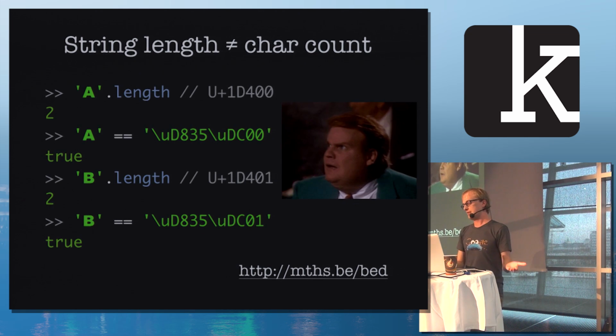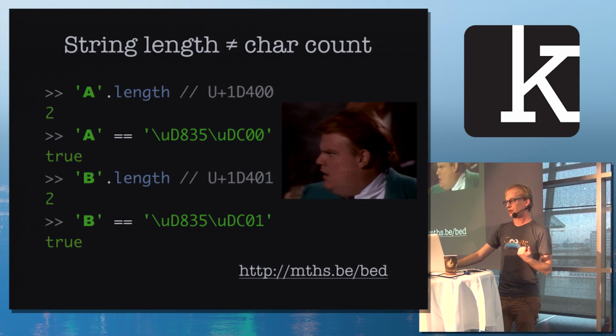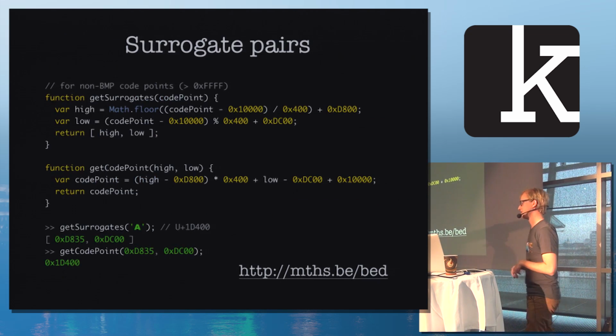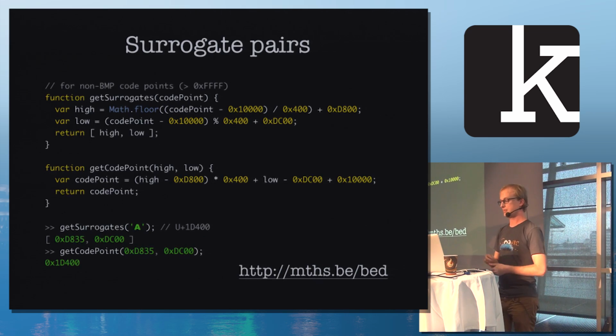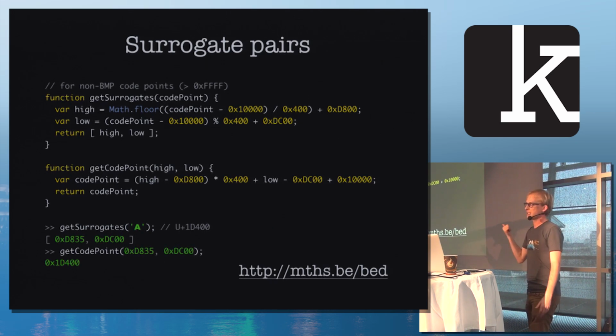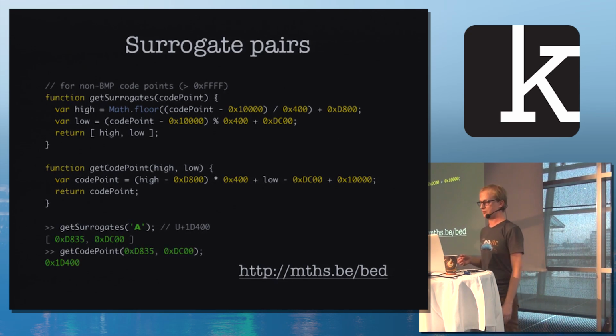So just to give you an idea of how this underlying encoding madness works, here are some formulas to calculate the surrogate pairs based on a given code point for a symbol, and the other way around. You don't need to remember all this, of course, but apparently if you want to use strings in JavaScript, this is something you should know, which is kind of weird. This really, really surprised me.